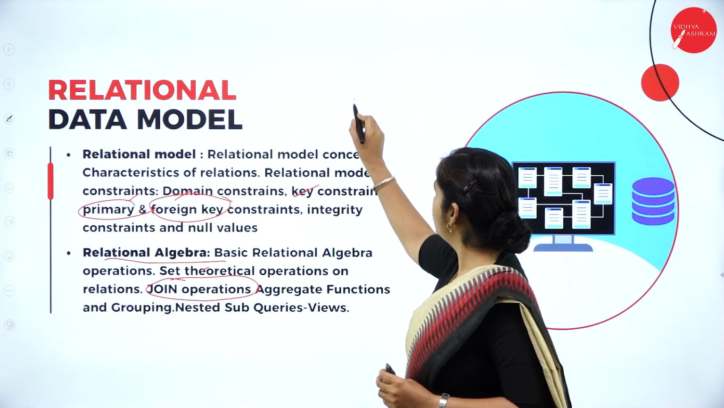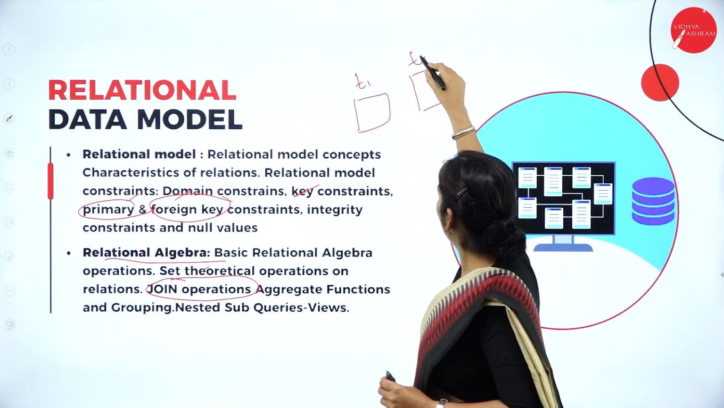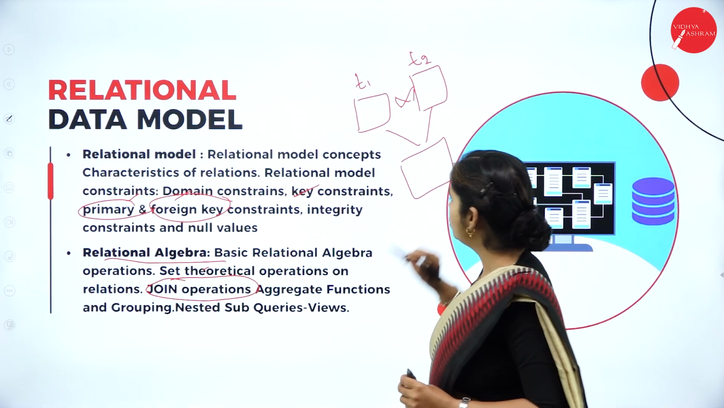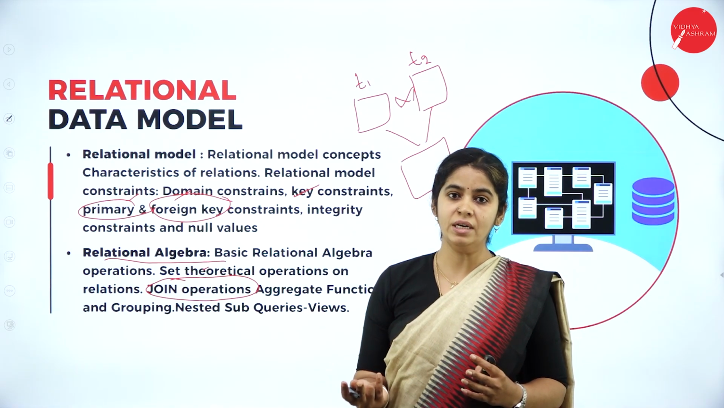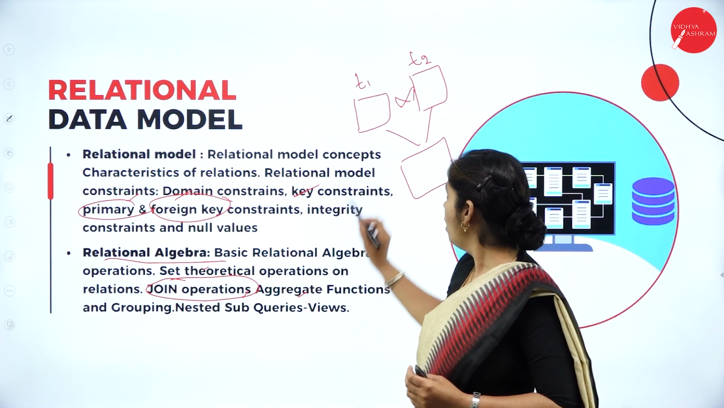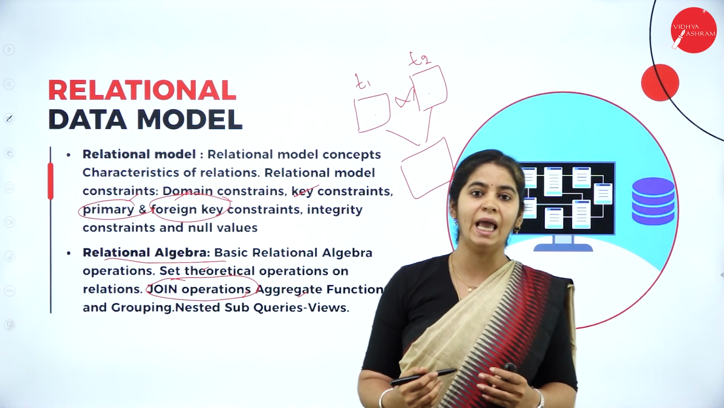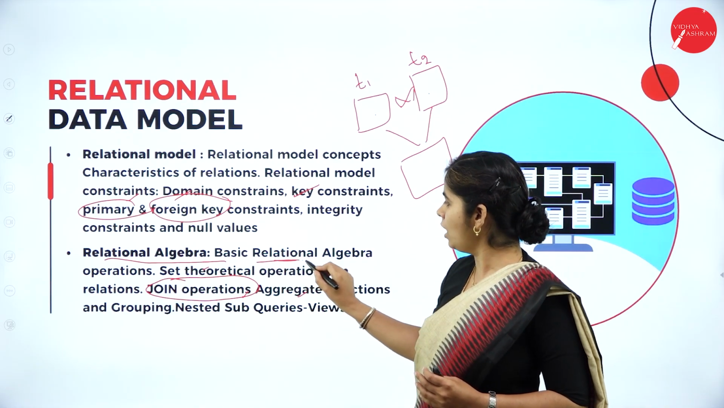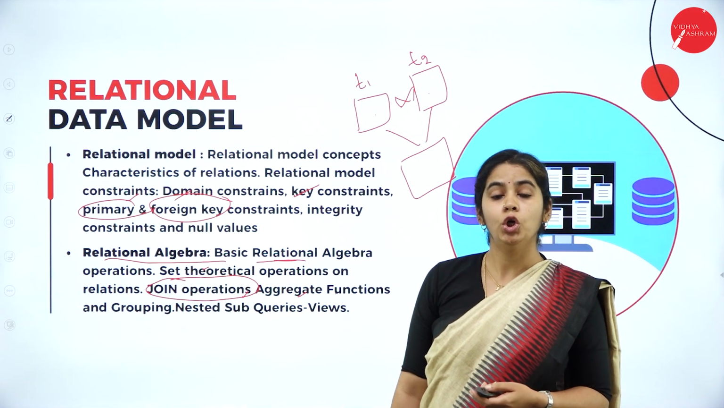Join means combining two tables, that is table 1 and table 2, combining these two tables and forming a new table, that is a join operation. We are going to discuss how we can join two different tables into a single table. Aggregation functions, such as sum, multiplication, division, are called aggregation functions. How we can use these functions in the relational model, that we are going to discuss. So this is all about your unit 2.